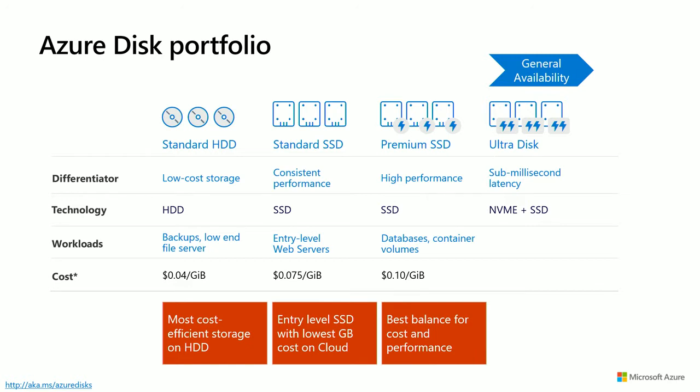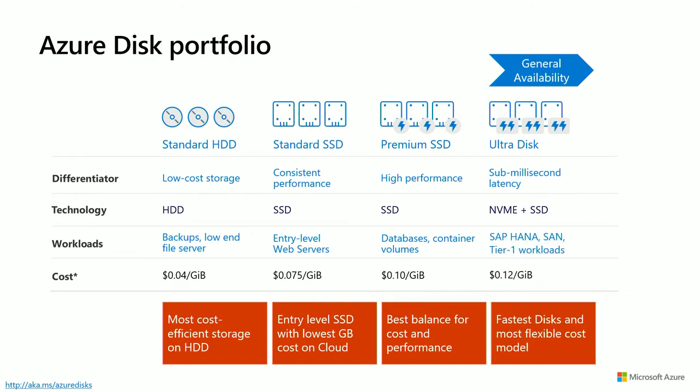Then we have premium SSD. This is what we recommend as a default disk option because it provides the best balance for cost and performance. It is very suitable for database type of workloads where you need high IOPS and bandwidth with semi-linear growth with your disk capacity. Last, we have Ultra Disk. This is what we announced GA in August. It is the fastest disk on the cloud platform, where we provide you the most flexible cost model. Because for Ultra Disk, we provide very good scalability so that you'll be able to customize your IOPS and bandwidth per size.